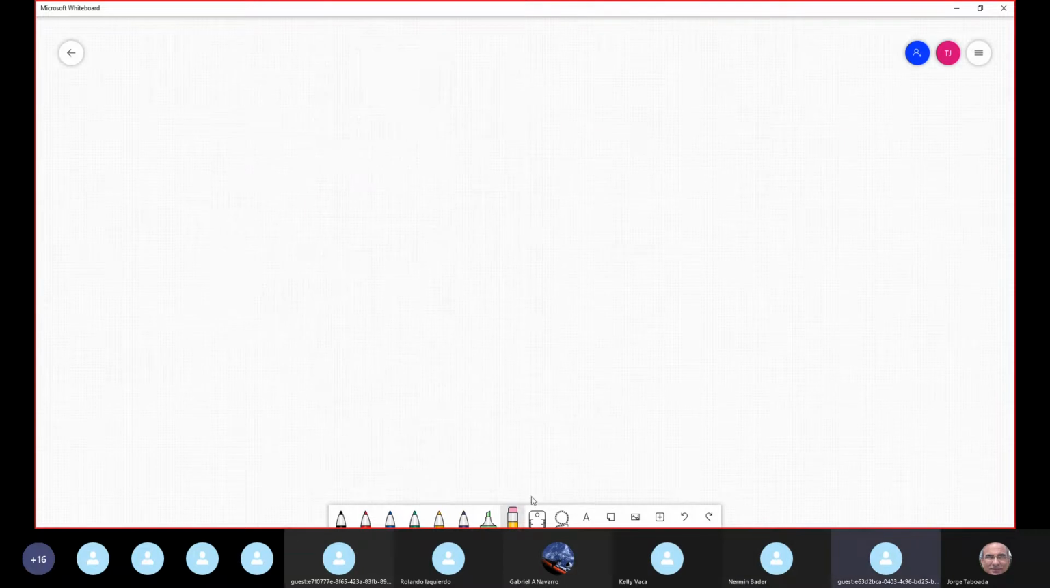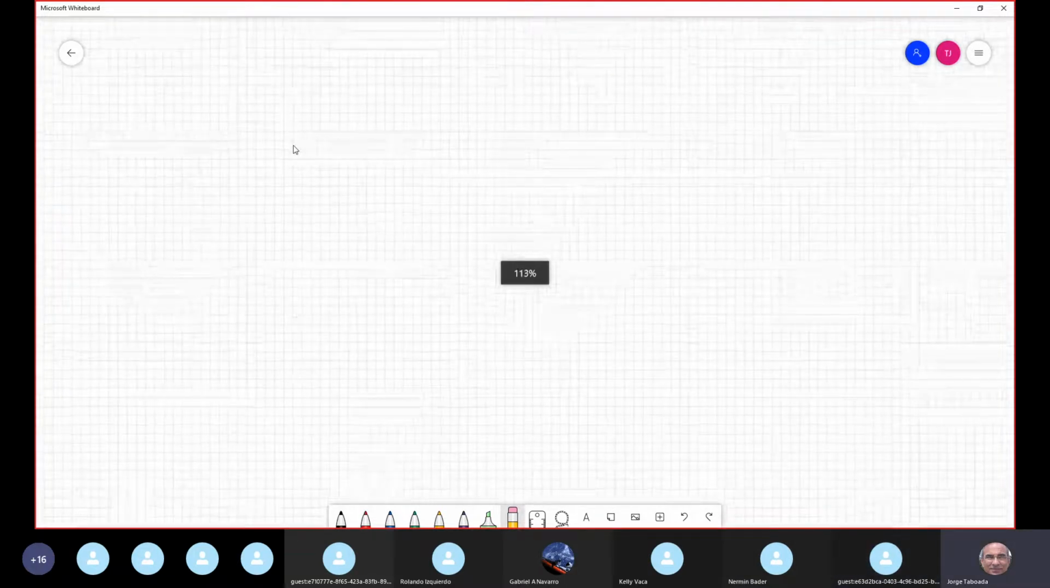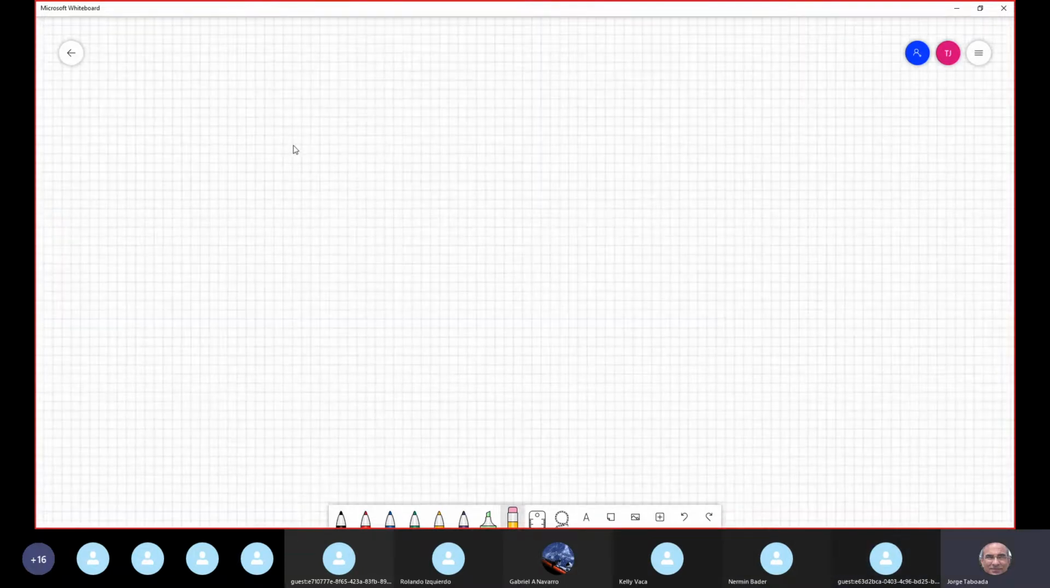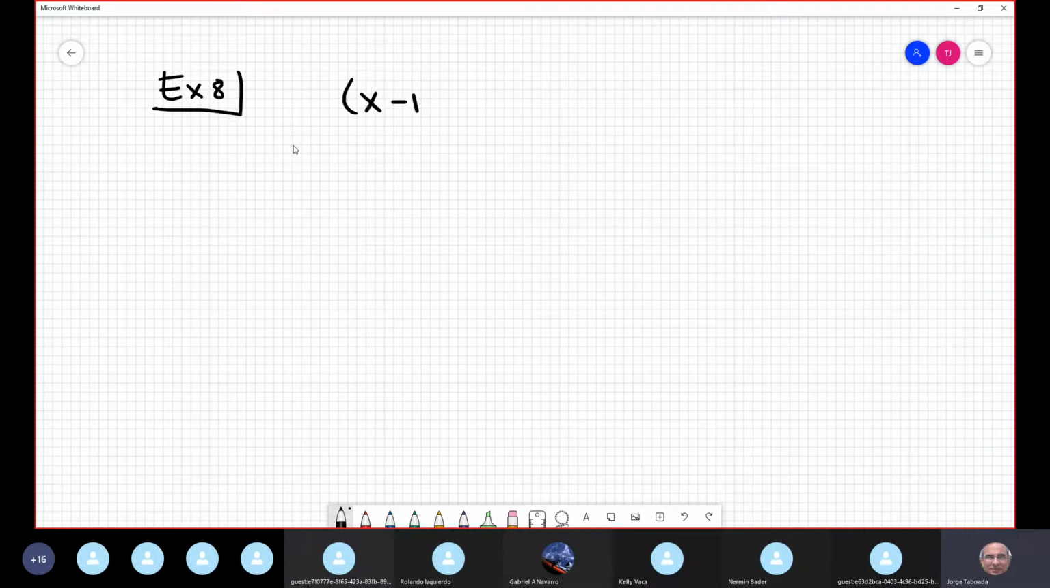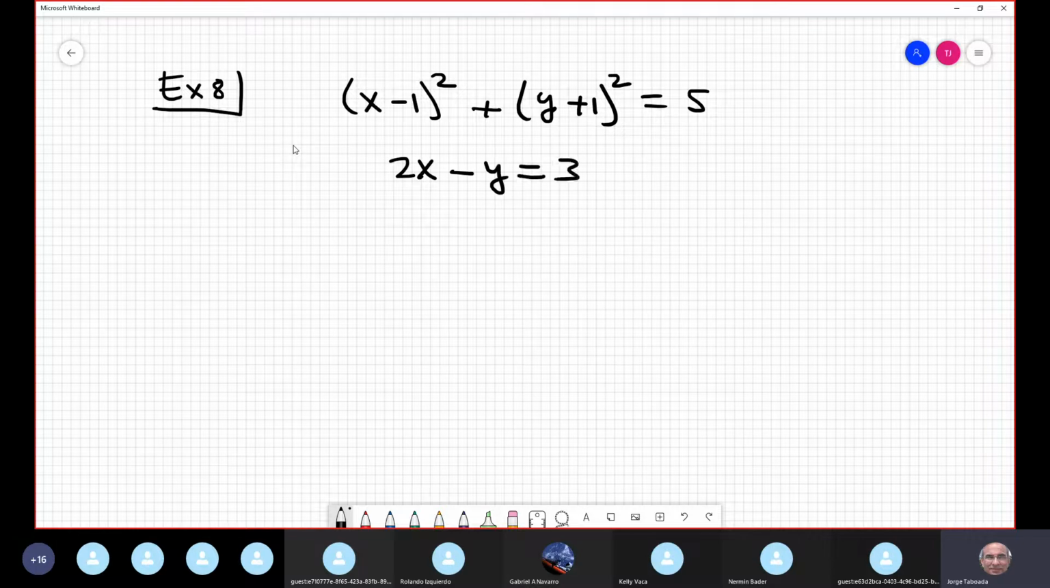Yes. Yes. Okay. Let's move on to example 8. Example 8 is, the previous was 7, now 8. This is relatively easy. (x minus 1) squared plus (y plus 1) squared equal 5. And the other is 2x minus y equal 3. Equation 1, equation 2, system.